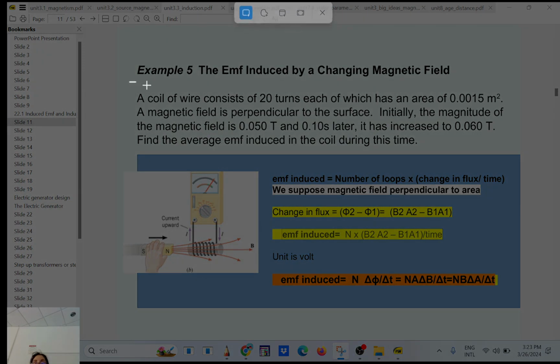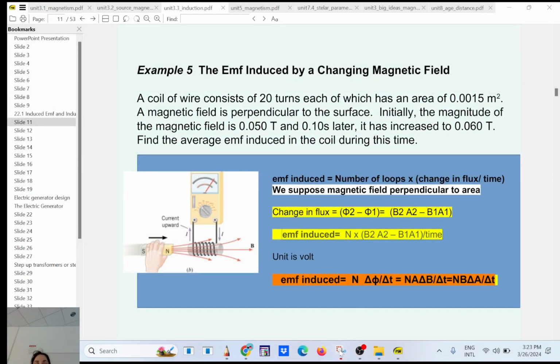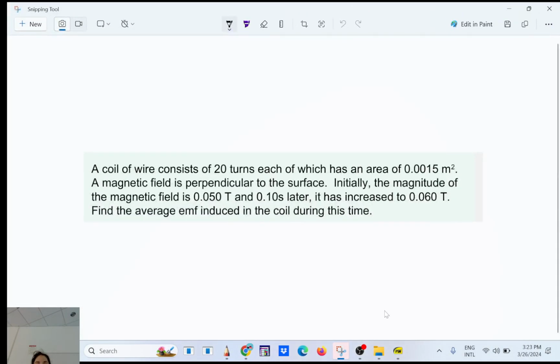The first thing you need to ask is what is it that is changing? And that comes from your book again, Johnson and Cutnell.